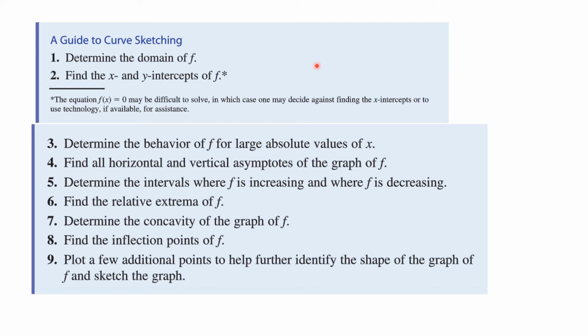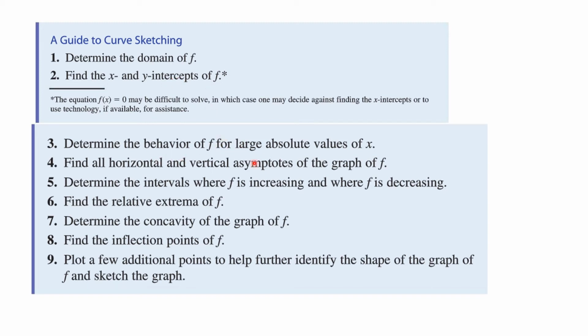Now here's a guide to general curve sketching then. We determine the domain of the function. We find the x and y intercepts of the function. It's easy to find the y-intercept by setting x to be 0. Sometimes it's hard to find the x-intercepts because then we're solving f of x equal to 0. Sometimes that is hard. Sometimes it's not. But that is something we can get some points and plot as well.